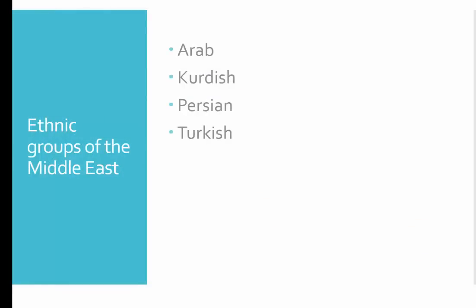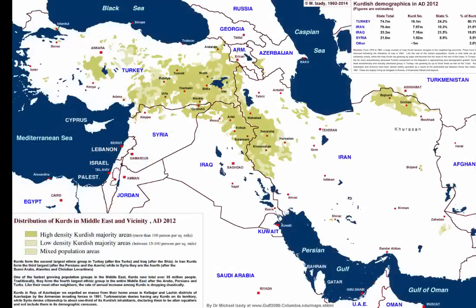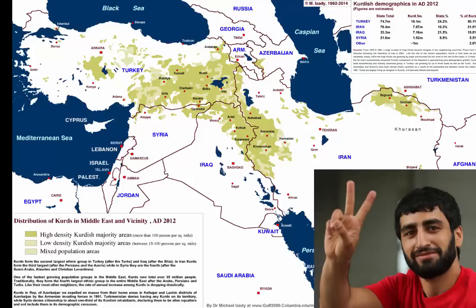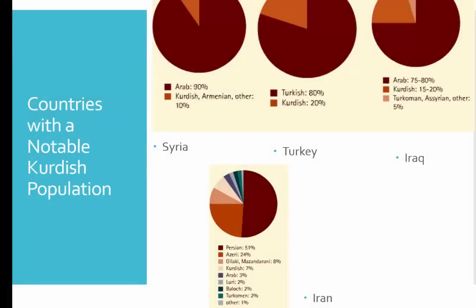If we move on to the next ethnic group, the Kurdish people, the Kurdish people are located predominantly in the countries of Turkey, Iraq, Iran, and Syria. So Kurdish people in many countries have assimilated and intermarried, but there's still a unique and distinct Kurdish language as well as Kurdish traditions. The distribution of Kurdish populations among Syria, Turkey, Iraq, and Iran is as you can see here.